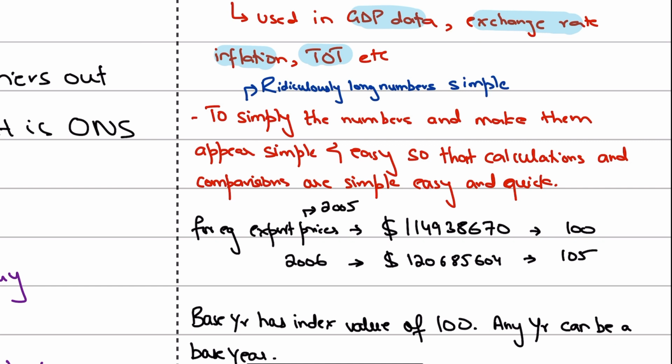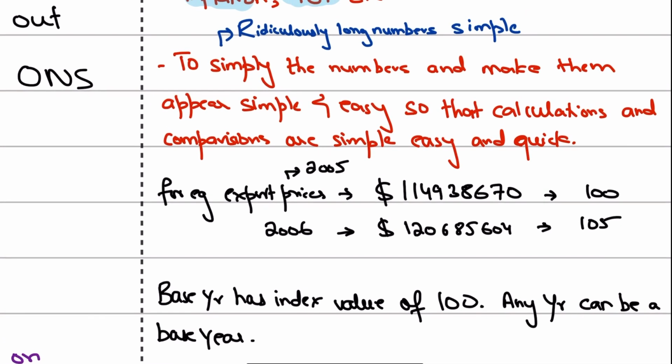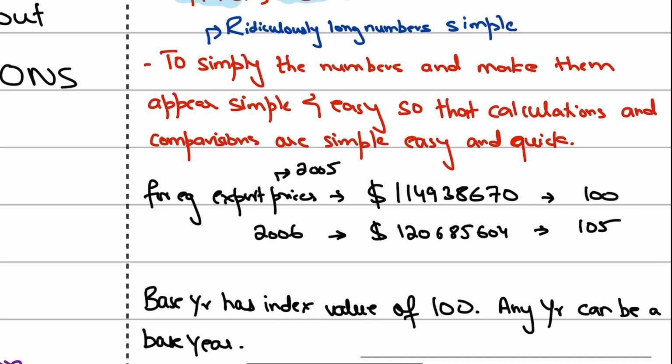But the reason why an index number is calculated is because it simplifies your large numbers, as in your long numbers. Some numbers are ridiculously long, right? So the objective of converting those numbers into an index number is to make them appear more simple and easy, so that when you are calculating the data and comparing it over the years, or calculating the rate of change, it becomes quite simple and quite quick, right?